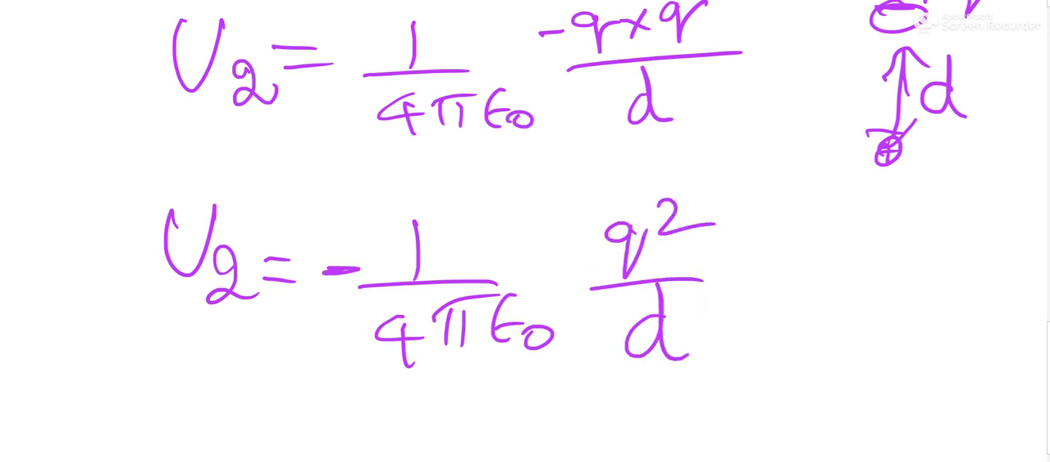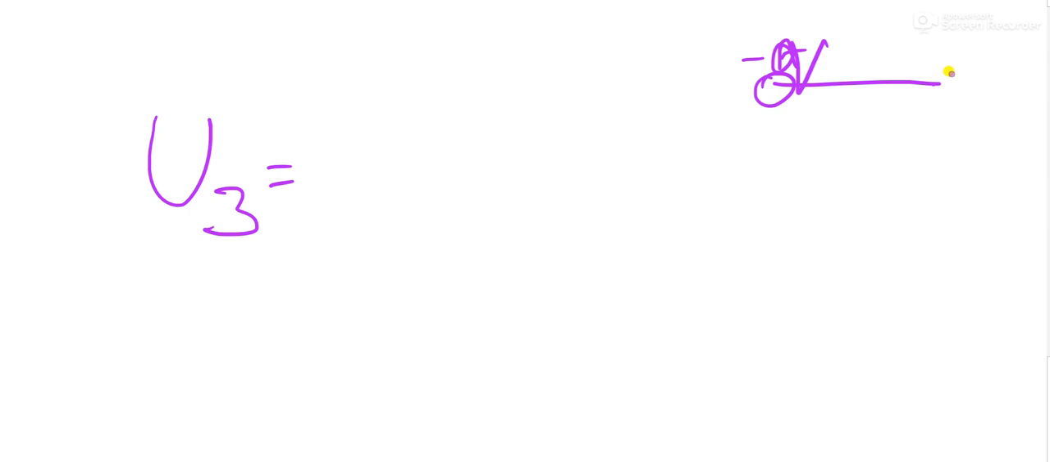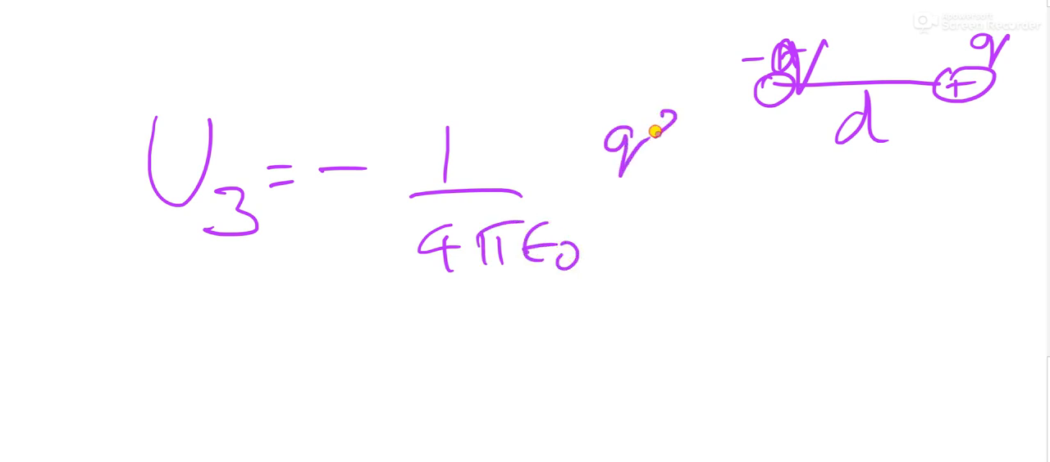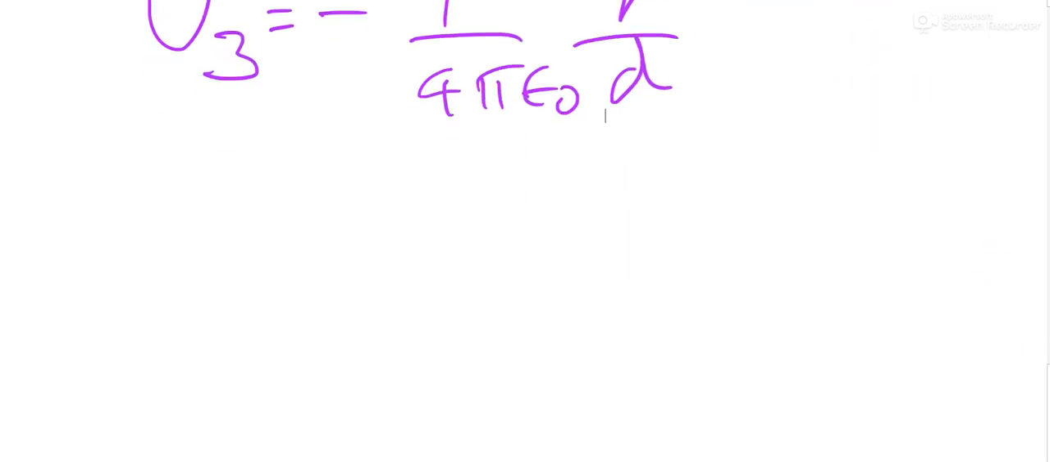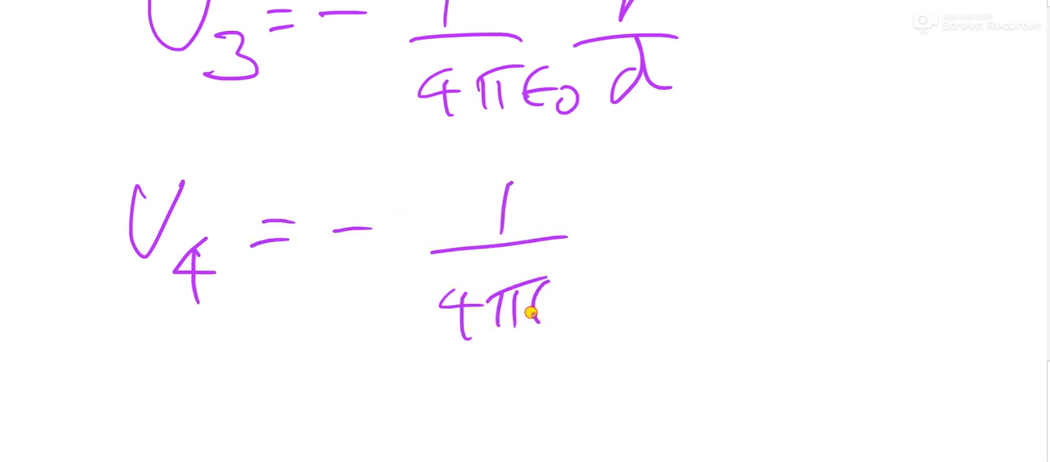Now u3, what is u3? It is the charges between A and B: minus q and plus q, and the distance is d. Same 1 divided by 4 pi epsilon naught, q square divided by d, because we get the same combination for AB, BC, CD and DA. So u4 is for DA, and it's going to be the same, 1 divided by 4 pi epsilon naught, q square divided by d.